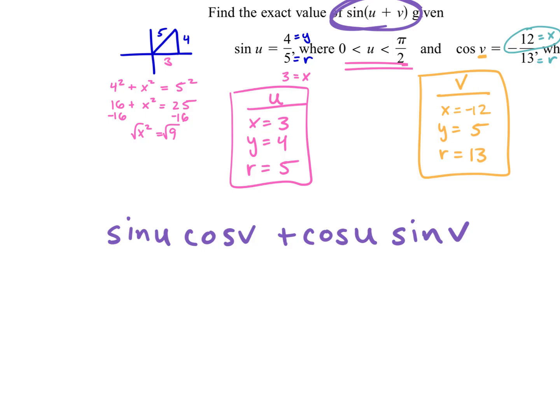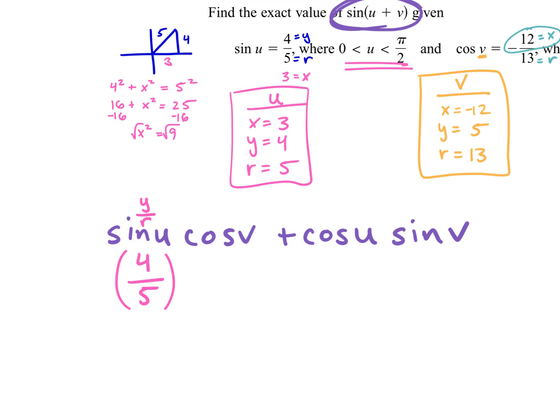Now we're either going to be looking at triangle u or triangle v. First thing says sine of u. Sine tells us we do what? What over what? Y over r. So sine is going to be y over r, but we're talking about triangle u, so we're going to find y over r for triangle u. So our y is 4 over r, which is 5.